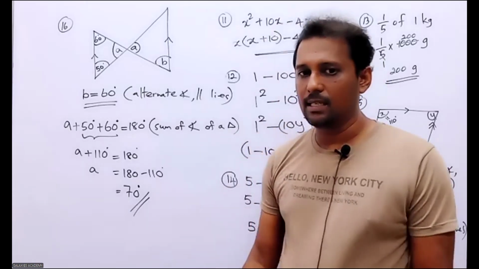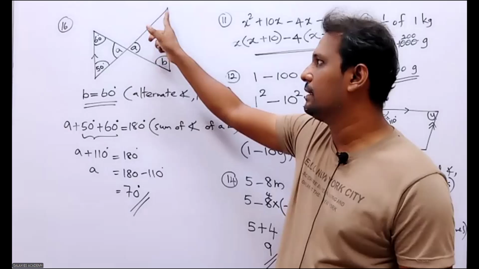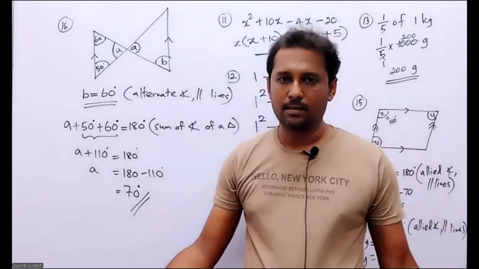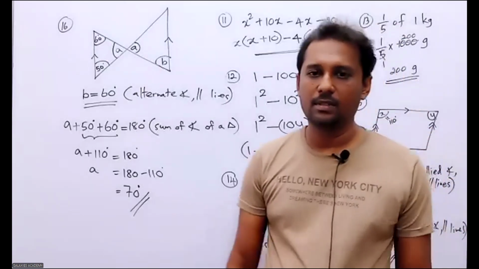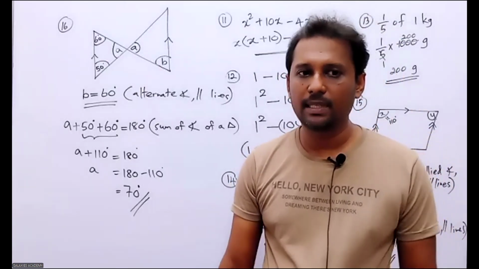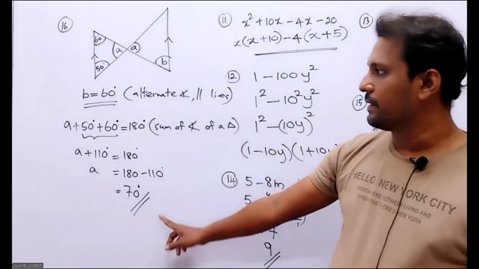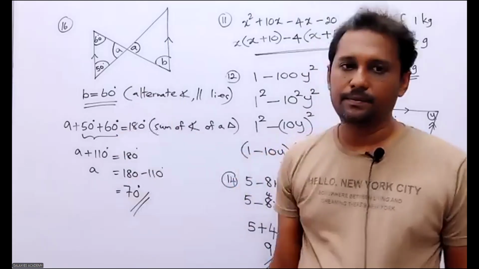Your method is correct. After finding this one, then again you can apply it for this triangle. It is the same method, no? Same answer you can get using both methods. Right. So your answer should be A equals 70 and B equals 60.